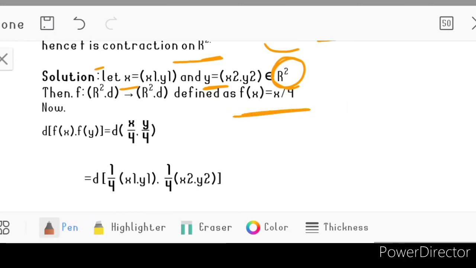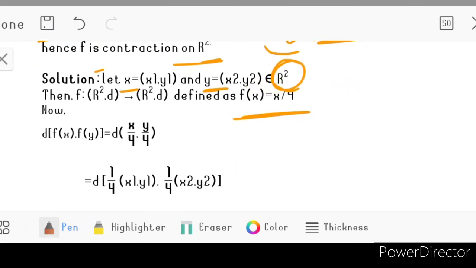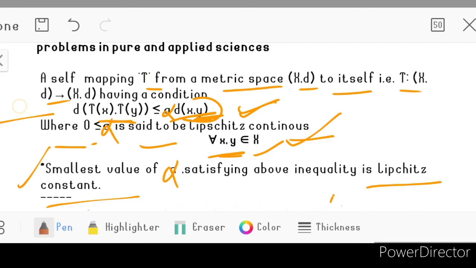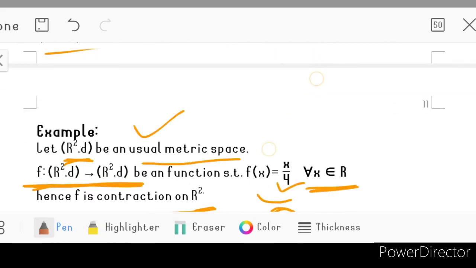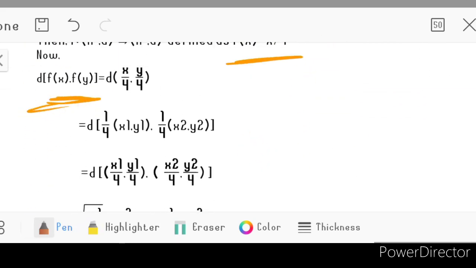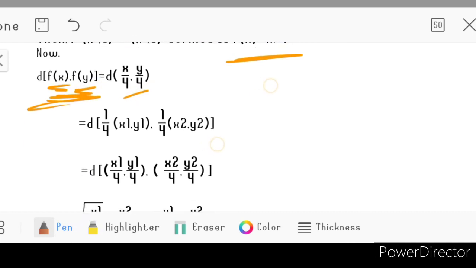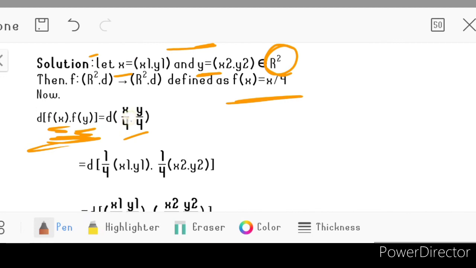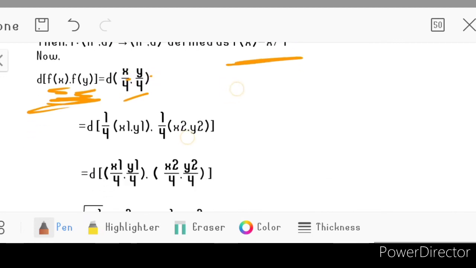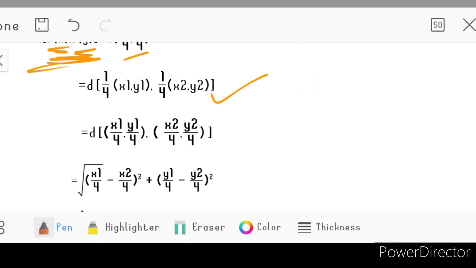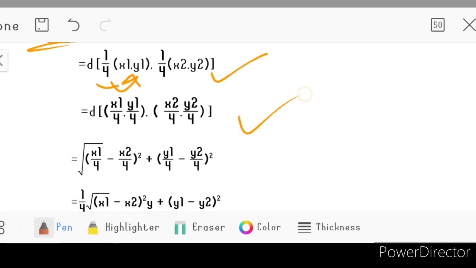The function is defined as f(x) = x/4. First of all, we take the left-hand side, the distance between the images, because we have to prove this condition. We have f(x) = x/4 and f(y) = y/4. Now we replace the values of x and y, x1, y1 and x2, y2, and multiply the 1/4 inside the bracket. Then this step comes, and what is the formula of distance?